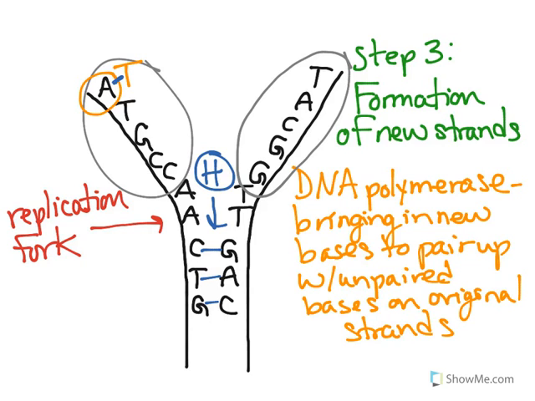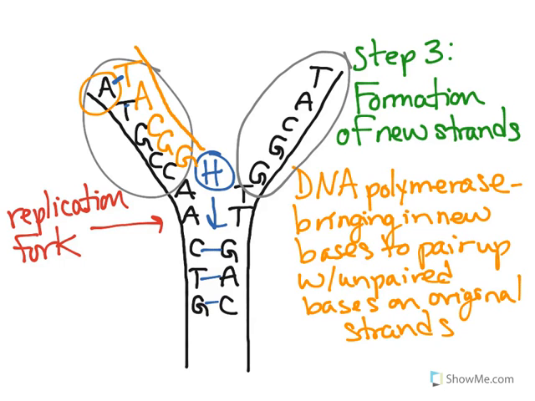Then another DNA polymerase would come on in and bring an A. Then another DNA polymerase would come on in, and that would bring a cytosine. And then another DNA polymerase would bring in a guanine, and then bring in another guanine. So the DNA polymerase is helping to bring in these new bases and form the new strand.